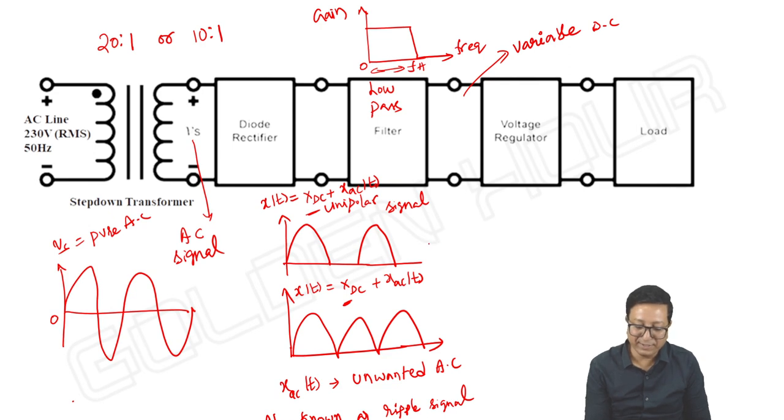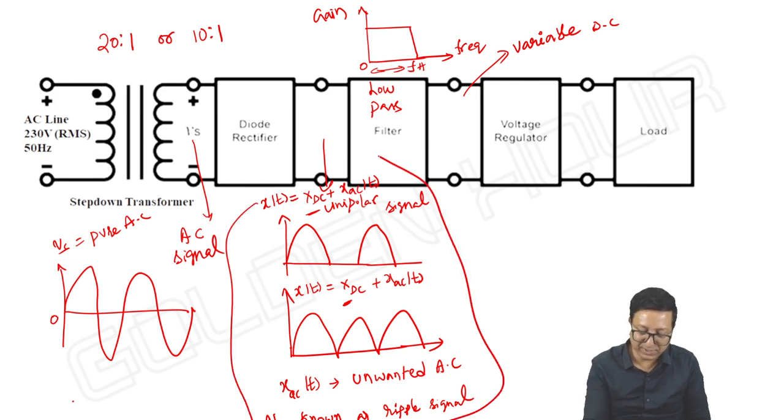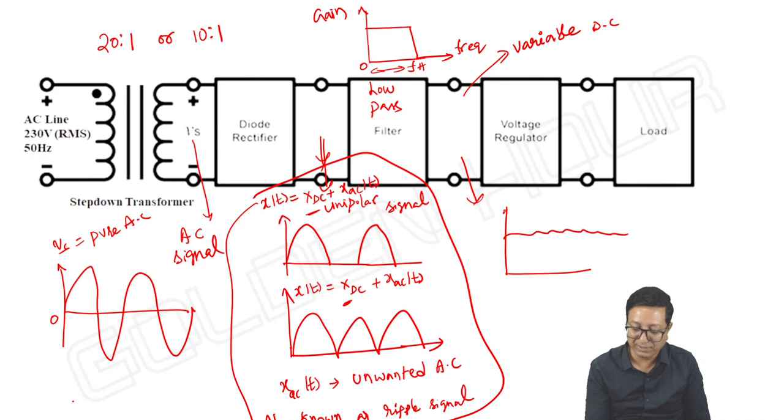Variable DC, in the sense, okay, this is the part right here. What do we get? This part we can see here, okay. And what is possible here? It is a variable DC, meaning it is coming something like this.